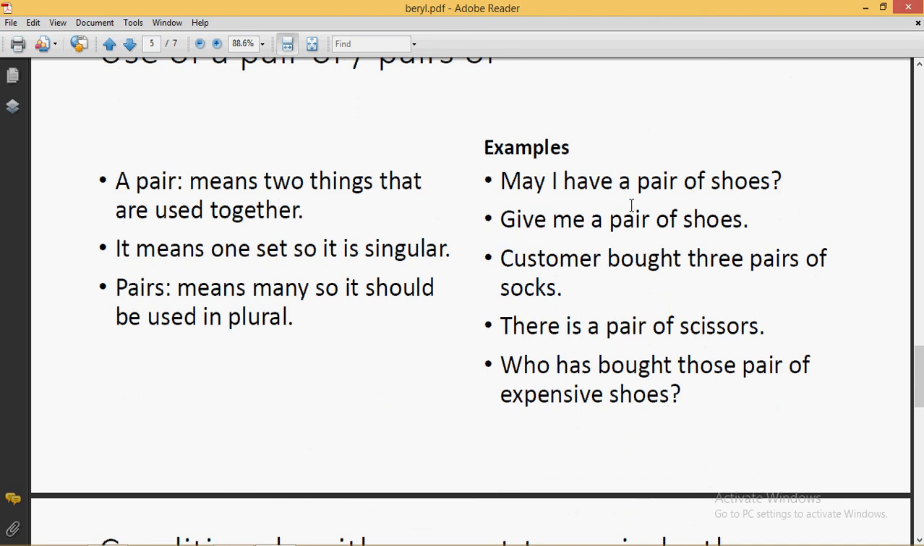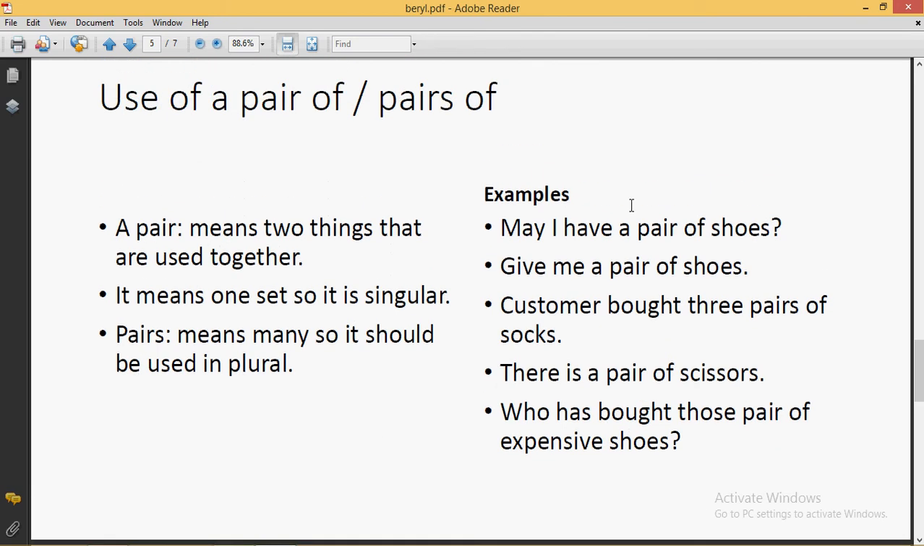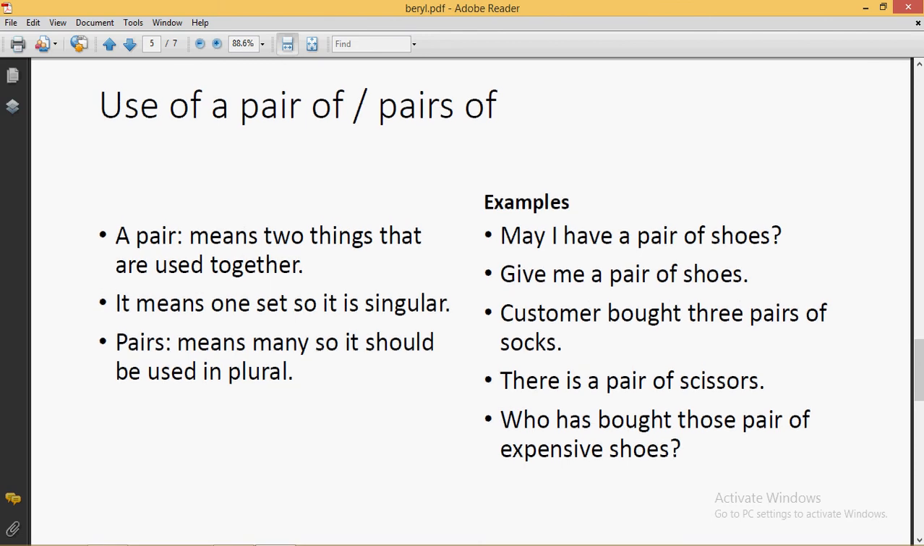A pair. The use of a pair of or pairs of. A pair means two things that are used together. It means one set, so it is singular.